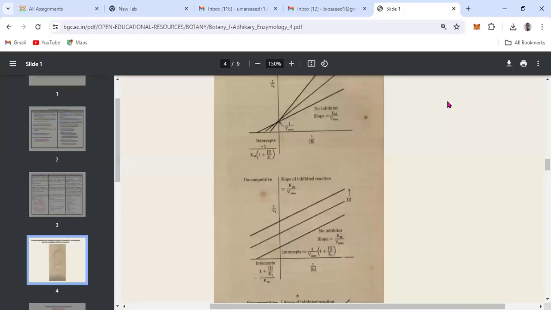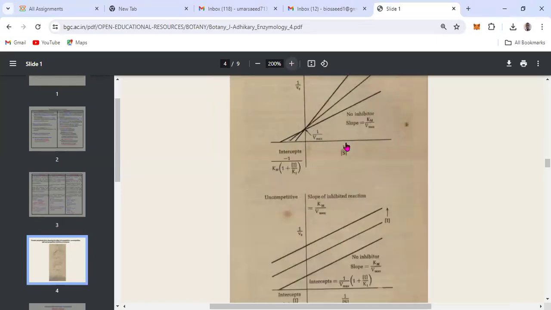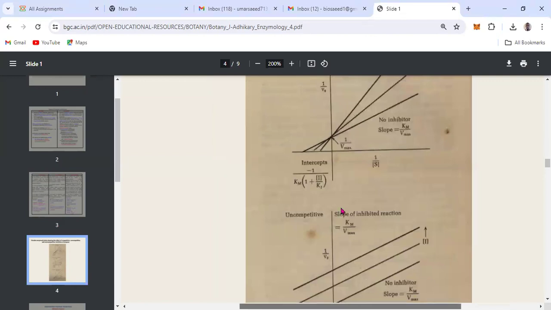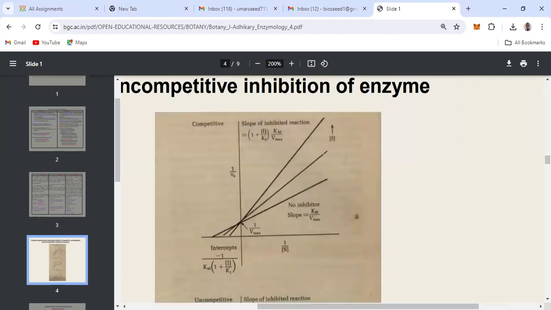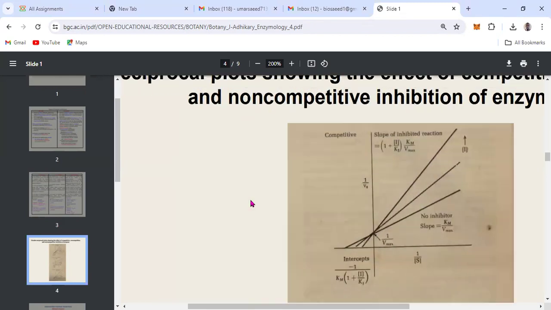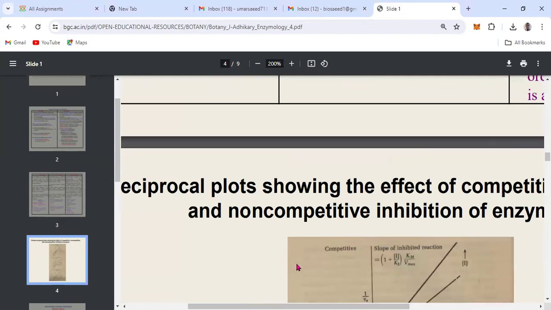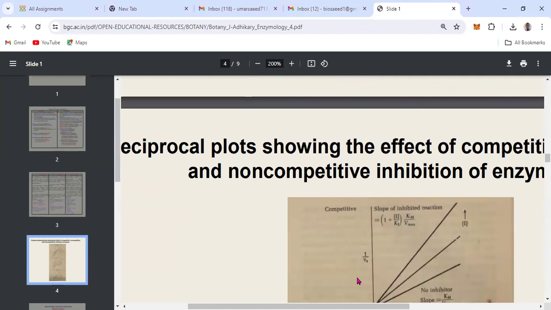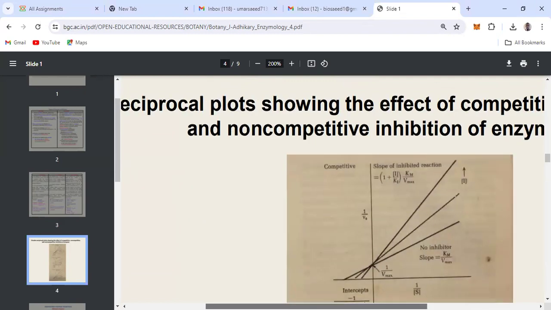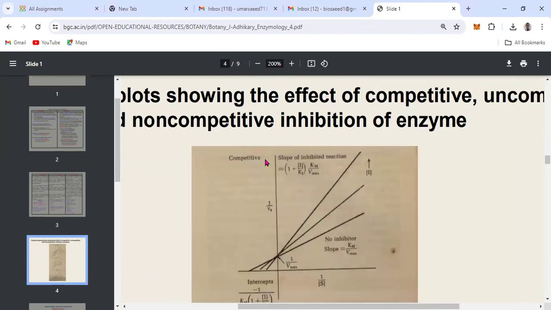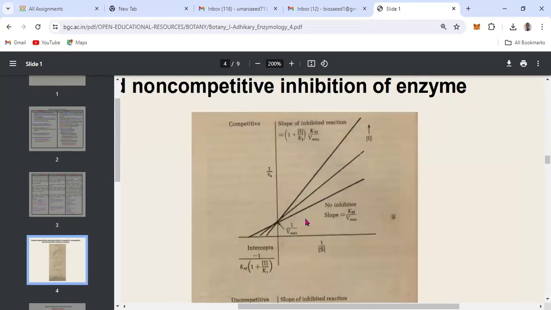All right. Now, if we look at these figures, they are more clear, right? Let me zoom it. Okay. So if you look at these figures, they are more clear. This is the effect of what? Double reciprocal plots showing the effect of competitive, non-competitive, and uncompetitive inhibition. So if we look at it, this first one is the competitive inhibition.